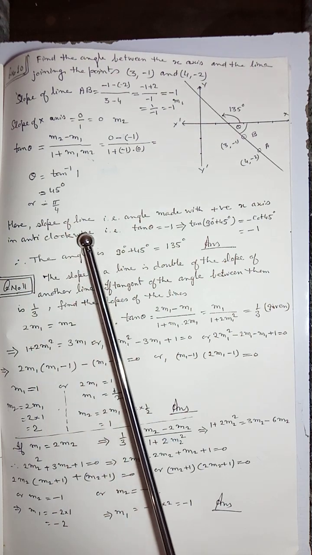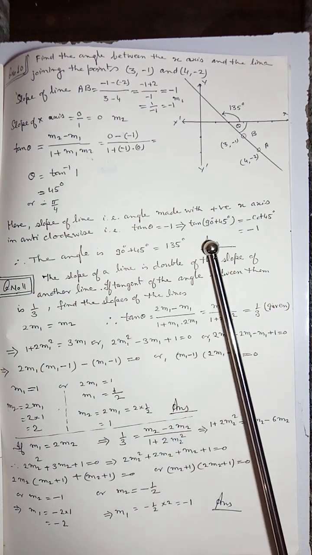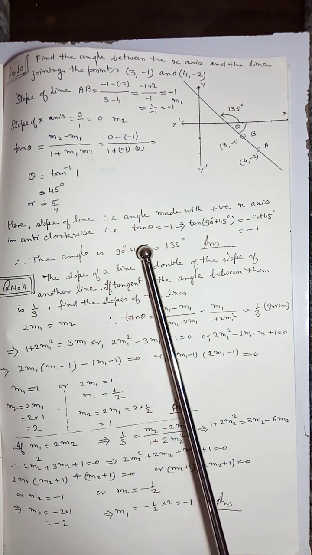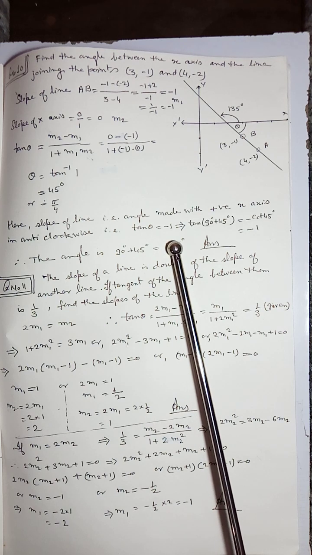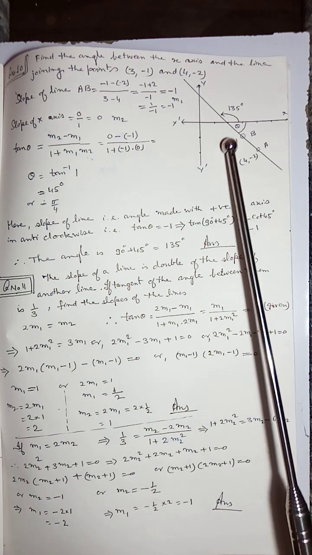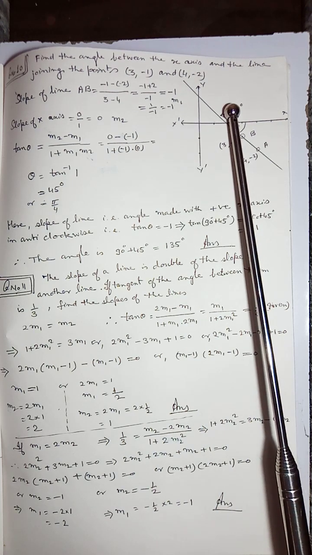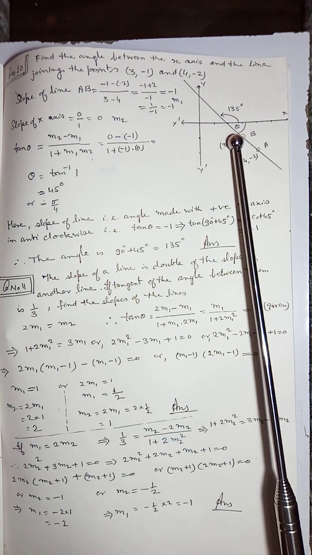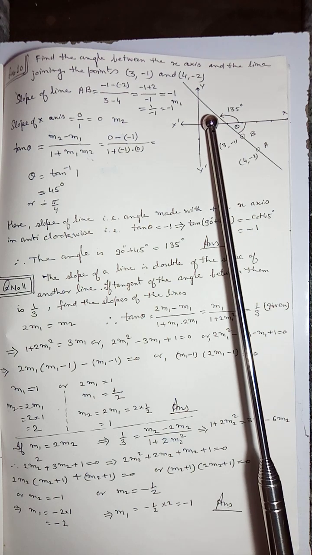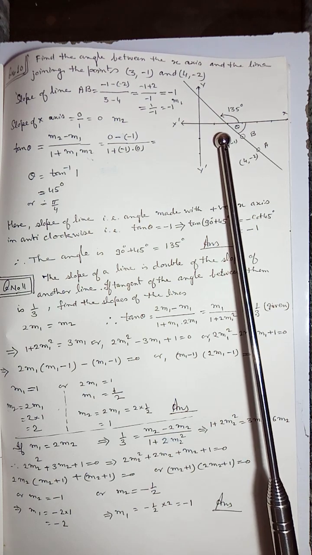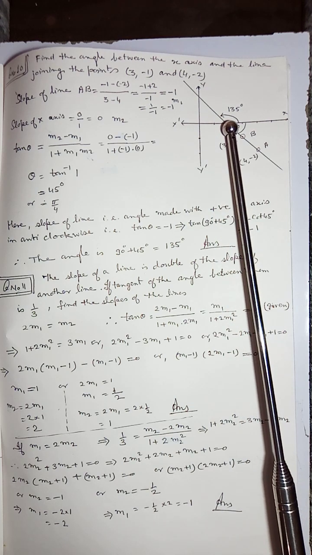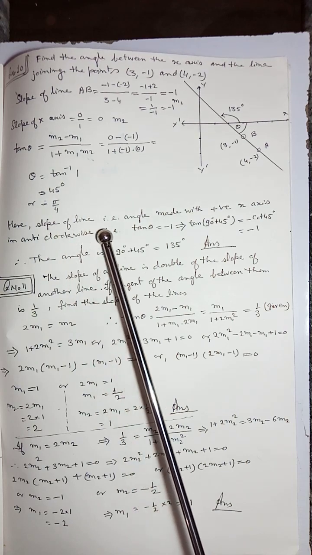Here the slope of the line, that is the angle made with the positive x-axis in anti-clockwise direction, tangent theta is equal to -1. See, here this is theta. Now when we work out its value, see, this angle is 45, so this vertically opposite angle is also 45. Subtracting 45 from 180, you will get 135.